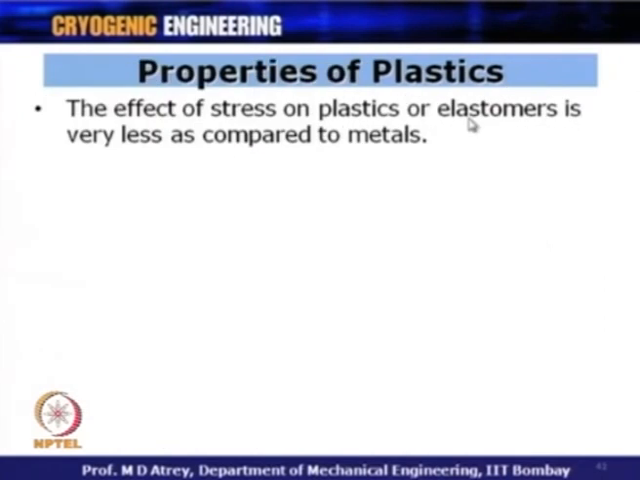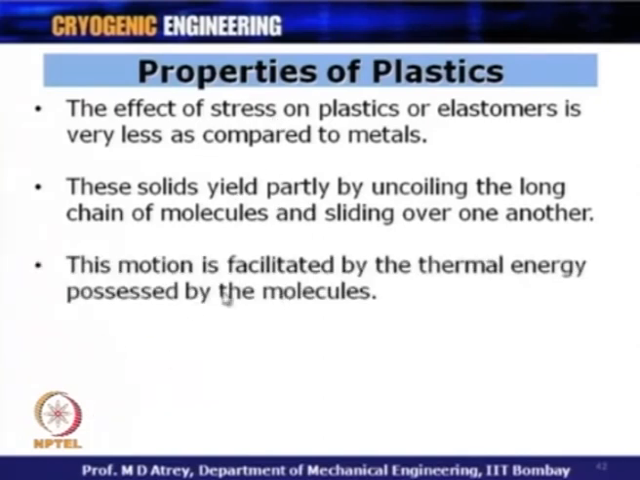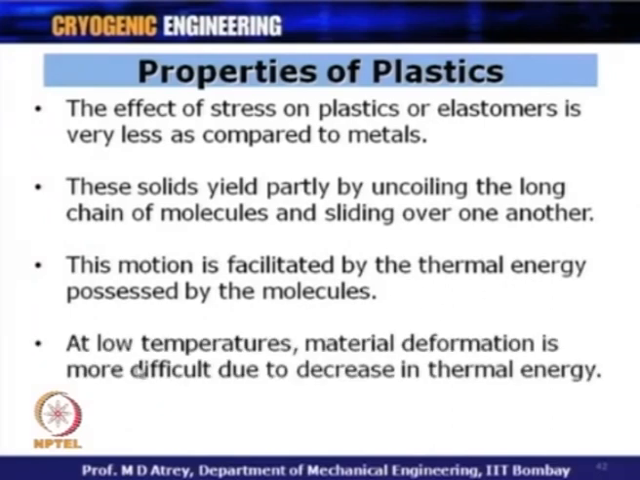The effect of stress on plastic or elastomer is very less as compared to metals. All right. The metals show different behavior at high stresses, while the plastics do not show that, because they yield partly by uncoiling the long chains of molecules and sliding over one another. The effect of stress actually does not show so much in case of plastics. This motion is also facilitated by the thermal energy possessed by these molecules. And at low temperature, material deformation is more difficult due to decrease in thermal energy. All right. So, as you know, at low temperature the deformation is not possible because of the decrease in thermal energy.